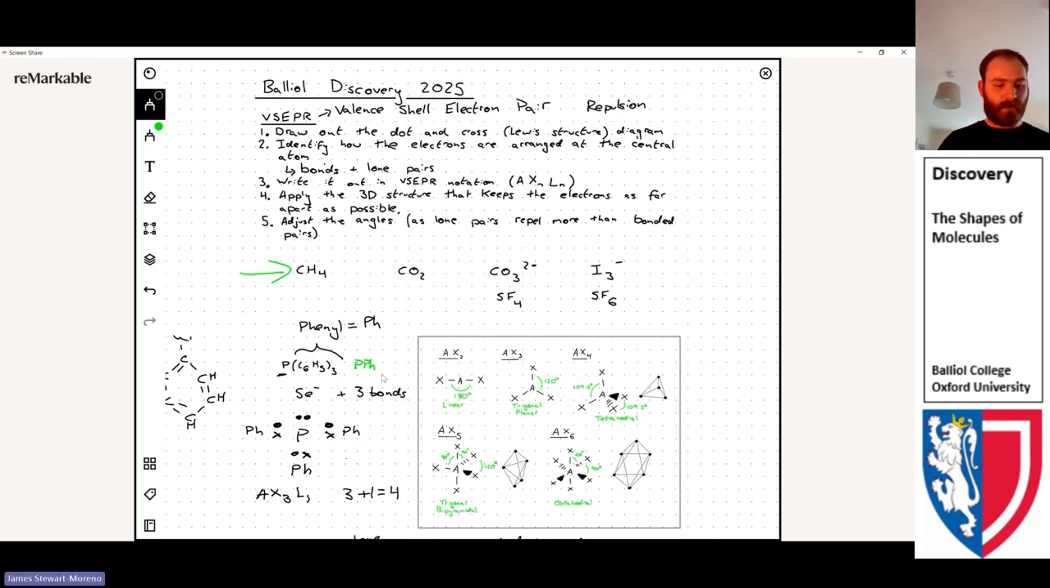Is this part of A-level chemistry? I believe that VSEPR is a part of A-level chemistry. I'm not 100% sure on that. I think it might depend slightly on your exam board. It's certainly something that gets covered in the first year of an undergraduate course in chemistry. But I believe it is also covered in A level.